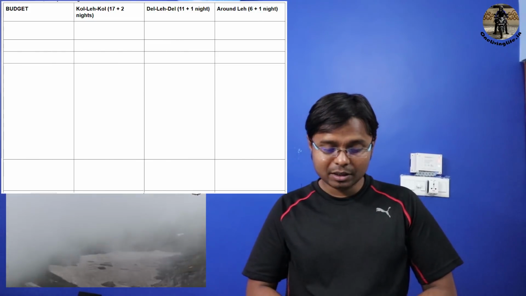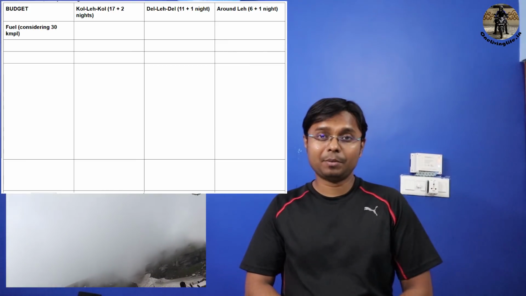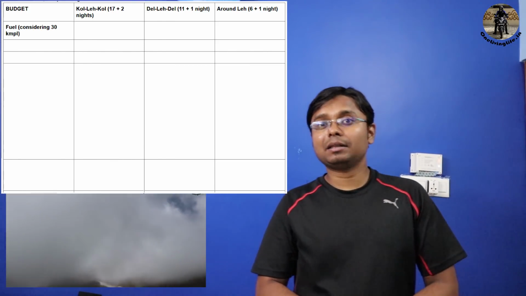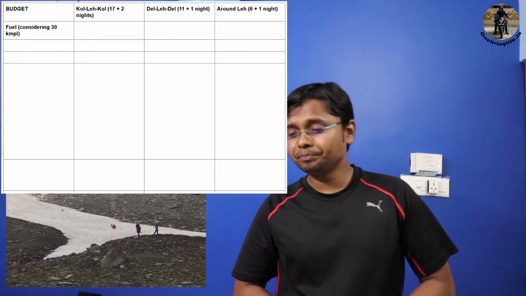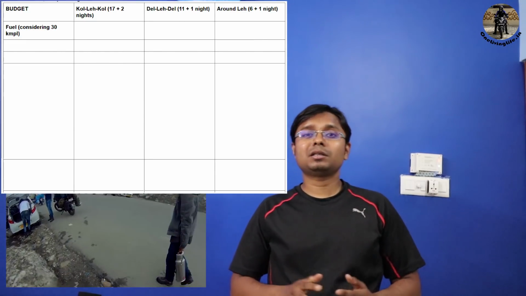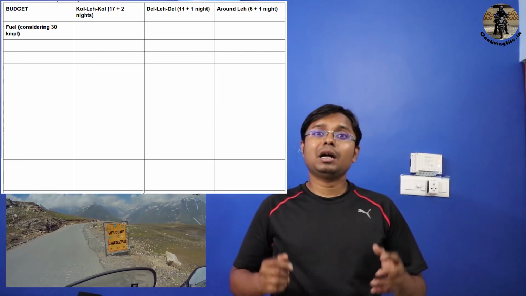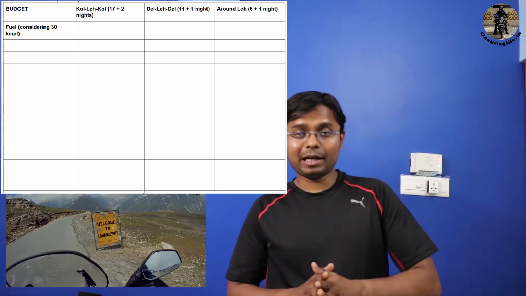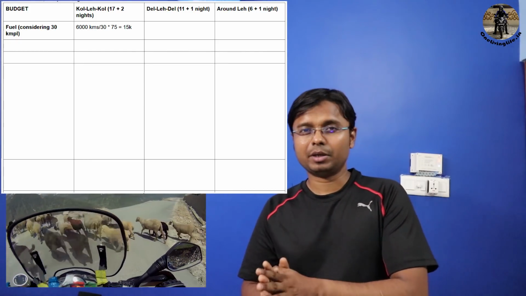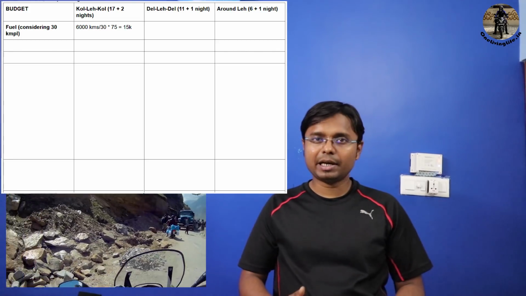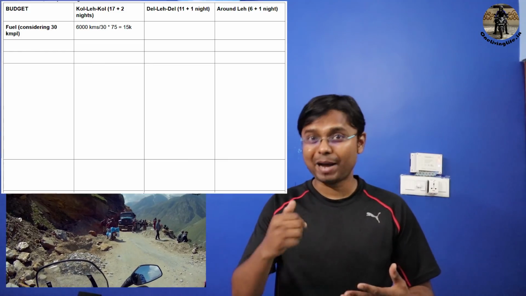Anyways, I have considered the mileage to be around 30 kilometers per liter. You can calculate according to the mileage of your own motorcycle, but you should not go below 30 kilometers per liter, this is what I have considered. Considering that an approximate distance from Kolkata to Delhi to Leh and back to Kolkata, based on the route plan that I have given you in my previous video, comes to around 6,000 kilometers. That means you would have to consider around 15,000 rupees as fuel expenses from Kolkata back to Kolkata.